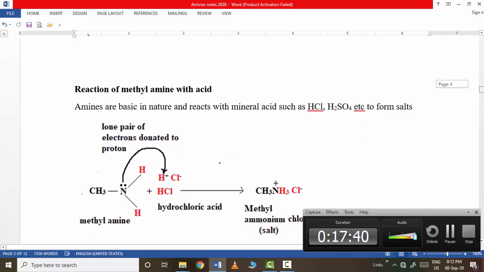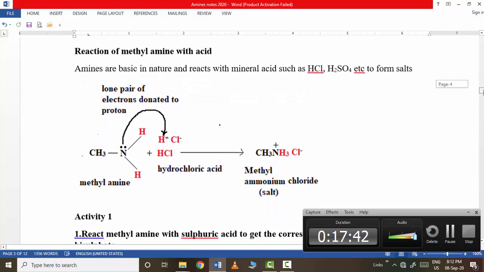Now we will see the reaction of methylamine with acid. Important. Since amines are basic in nature, they can easily react with mineral acids like hydrochloric acid, sulfuric acid, nitric acid, etc. to form salts. They form salts. So remember, they form salts.